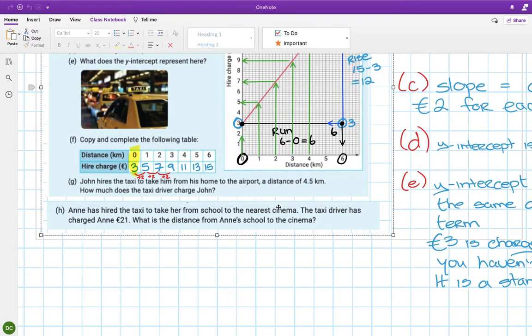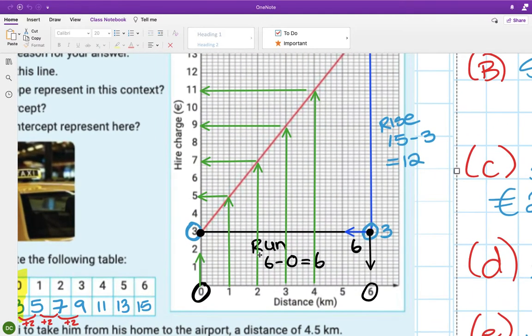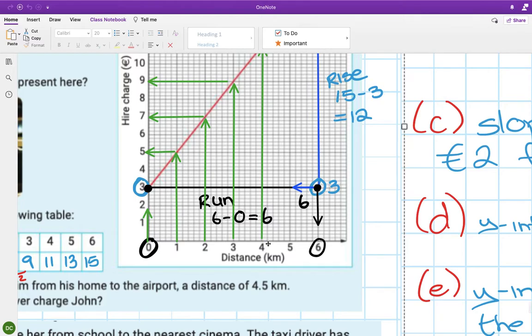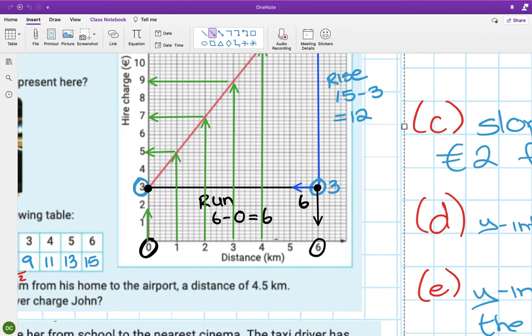Now we did F. G. John hires a taxi to take him from his home to the airport, which is a distance of 4.5 kilometers. How much does the taxi driver charge John? So 4.5 kilometers. So here's my kilometers. Here's 4 and here's 5. So it's going to be halfway between them. So I'm going to zoom in again and see, can I figure out what halfway is? So how many boxes are there? 1, 2, 3, 4, 5. So I'm going to need to go right in the middle. Insert an arrow. I'm going to need to go right in the middle of the middle box. And that's 4.5. Okay? So we go up.